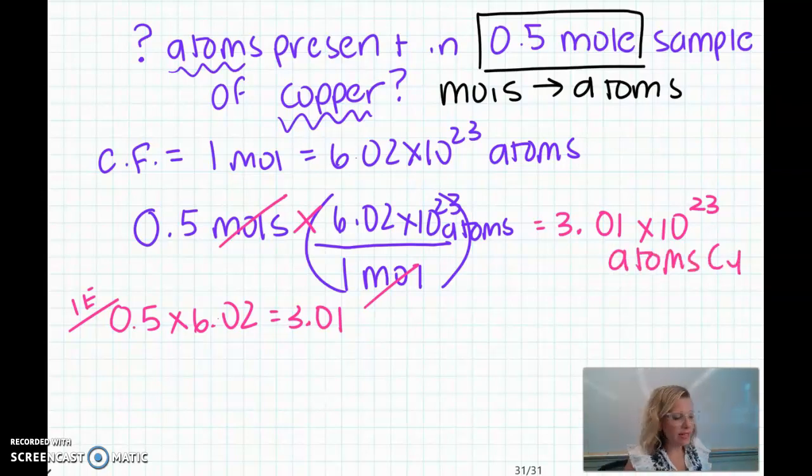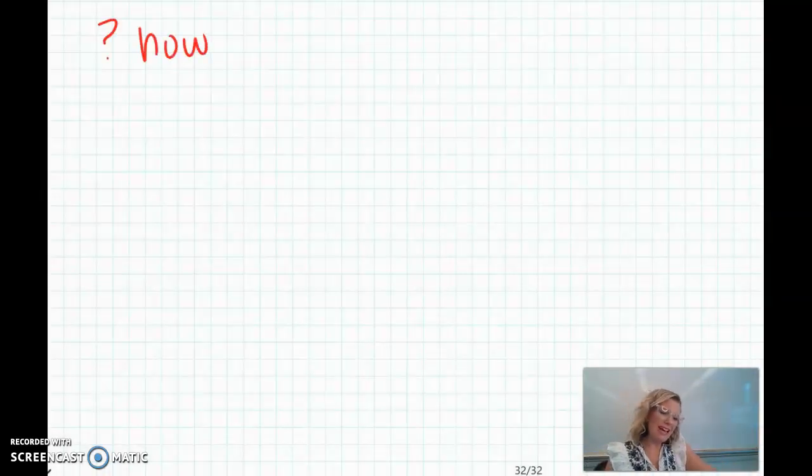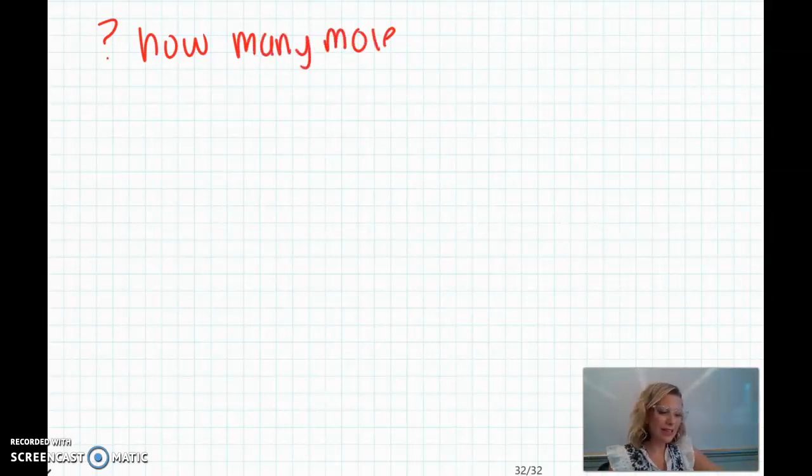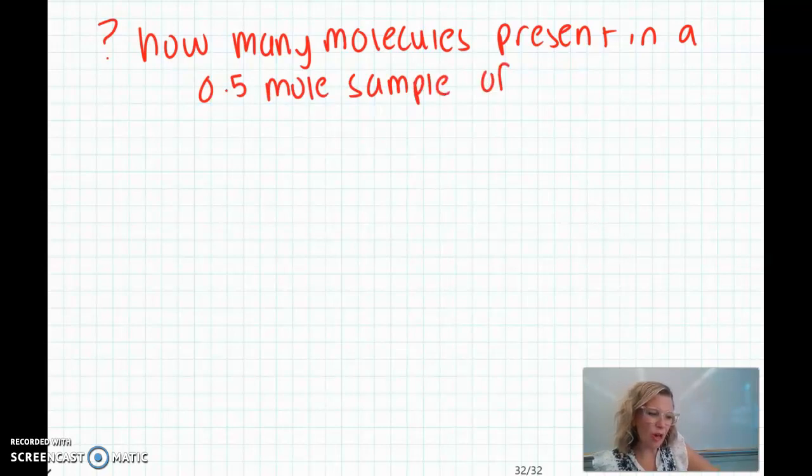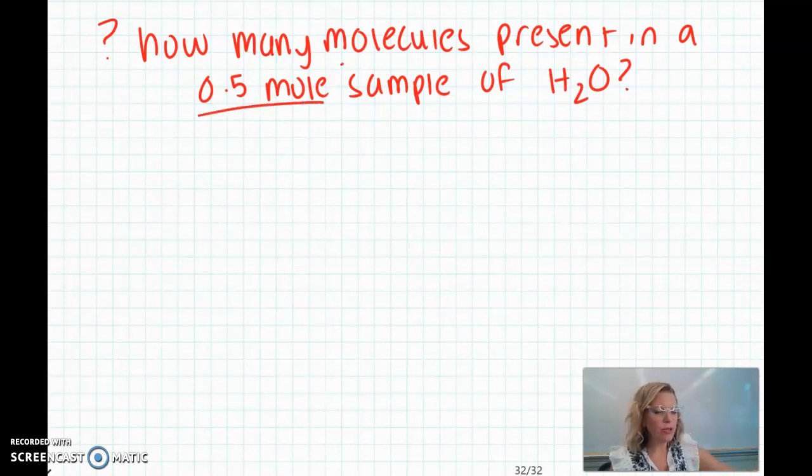Let's look at our next sample problem. The next sample problem on our sheet asks, how many molecules are present in a 0.5 mole sample of water? Now you might be looking at this and saying, we're using moles again. This time we're using molecules.